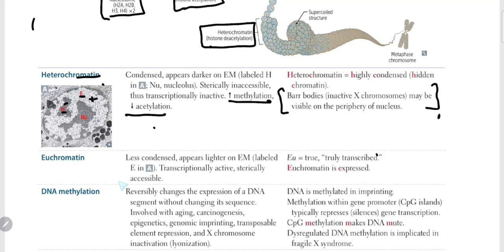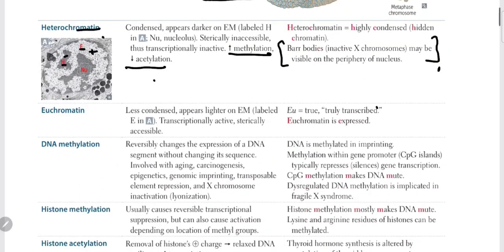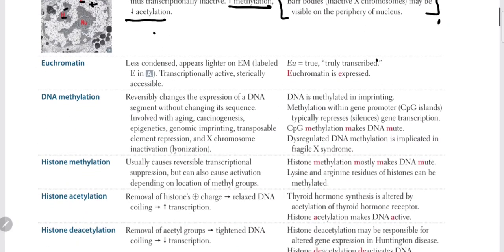Then we have the euchromatin, which is less condensed and appears lighter on electron microscopy, like I showed over here. Then we have the DNA methylation. We need to remember that DNA methylation is involved in multiple processes that are used to alter the DNA.